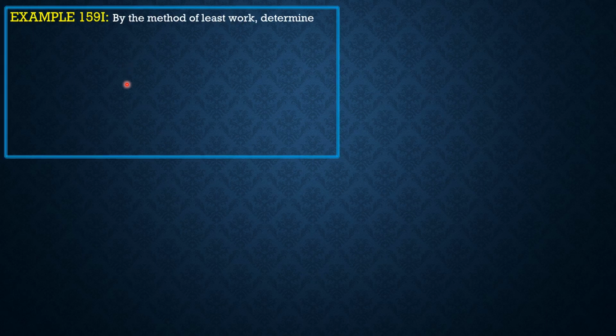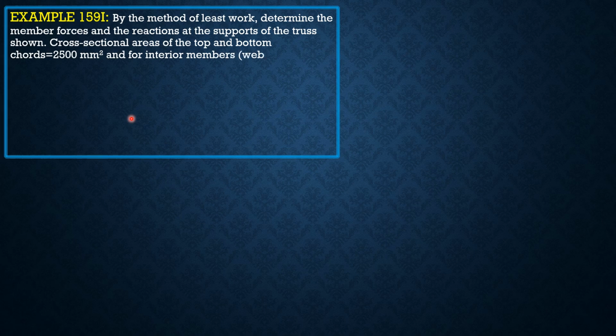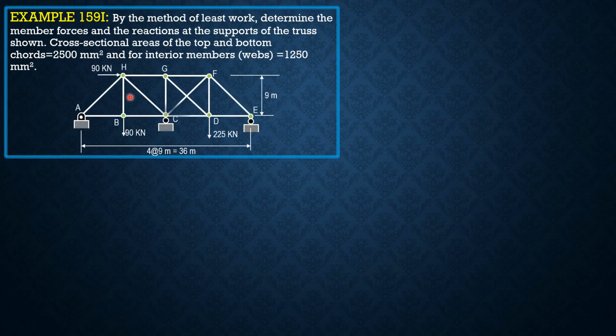By the method of least work, determine the member forces and the reactions at the supports of the truss shown. Cross-sectional areas of the top and bottom chords are 2,500 millimeters square, and for the interior members, the webs, 1,250 mm square. So here is the figure, and analyzing the truss, this is indeterminate to the second degree.